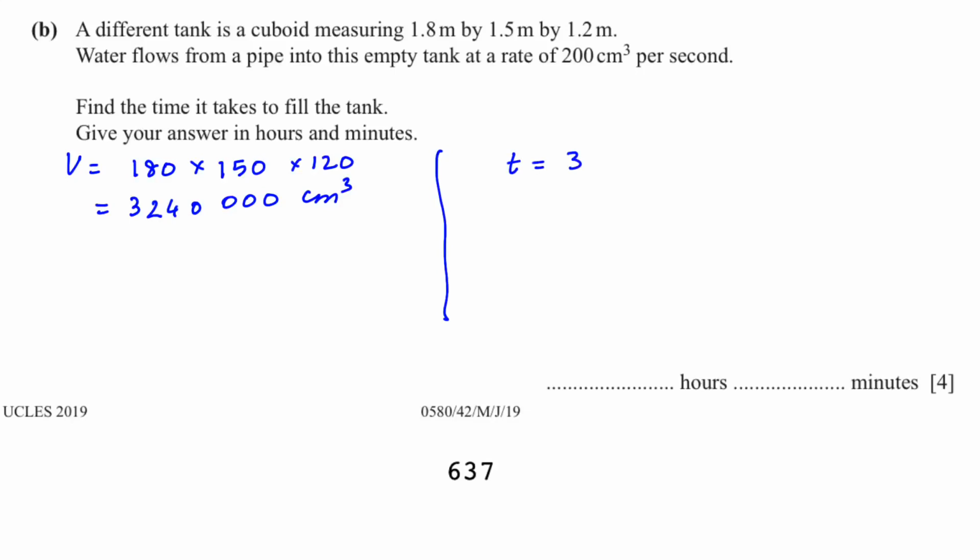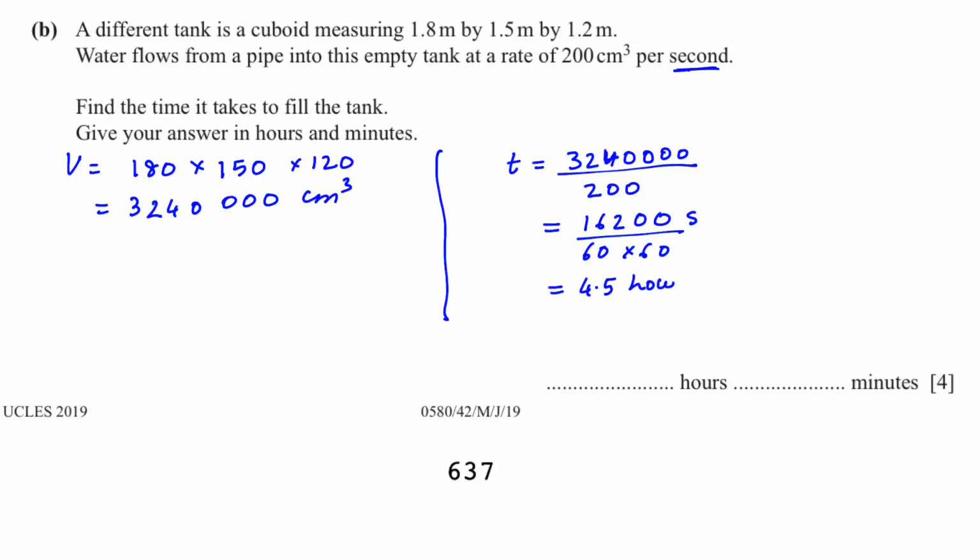Now to find the time, we divide the volume we found by the speed given to us. And we will get 16200. But this was in seconds. So this is seconds. To change into hours and minutes, we are going to divide by 60 because hours and minutes, and this will give us 4.5 hours. So we have 4 hours and 0.5 means 30 minutes. So it takes 4 hours and 30 minutes to fill the tank.